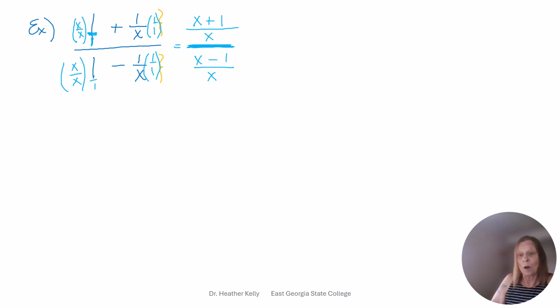Now we have that complex fraction that we just dealt with before, that fraction divided by that fraction, so we can stay, change, flip. So this becomes x plus 1 over x times x over x minus 1, and so these x's cancel out and we're left with x plus 1 over x minus 1.